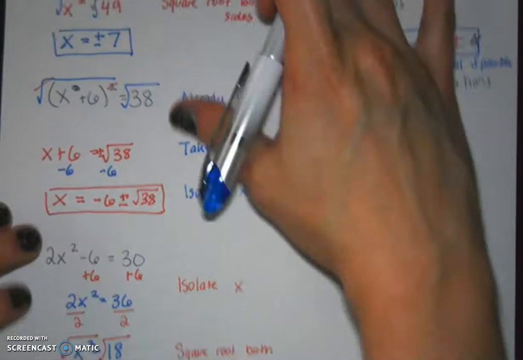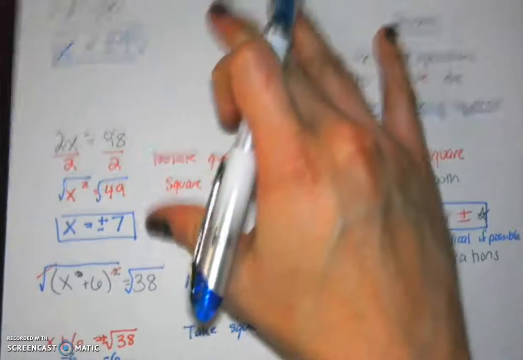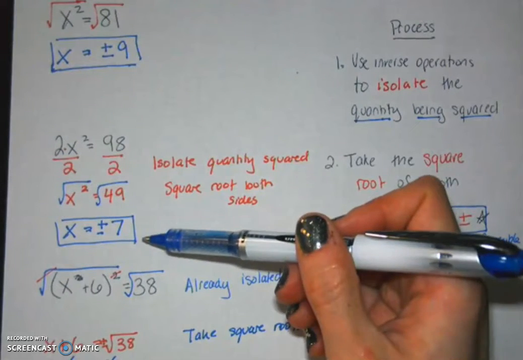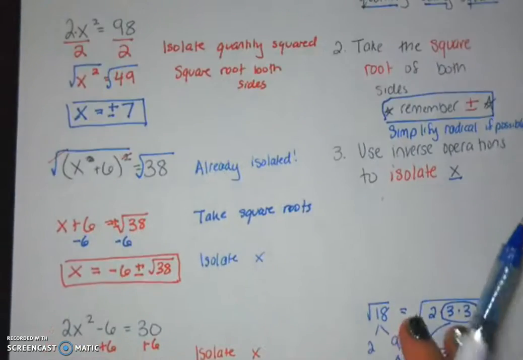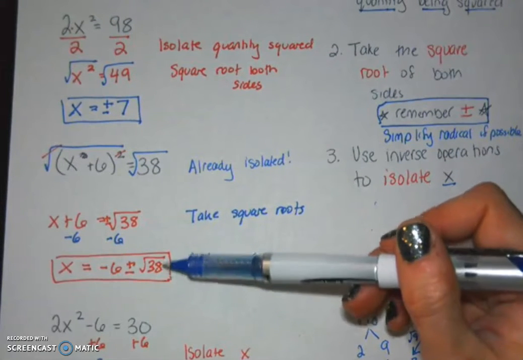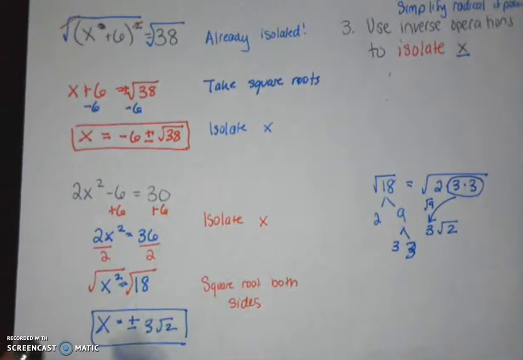So in our first one, we were able to simplify and just get a whole number because we know the square root of 81. In our second problem, we knew that the square root of 49 is 7. In the third problem, we left our radical the way it was because it cannot be simplified. And in our fourth example, we did simplify it to 3 root 2. And we do see that x is by itself, so our problem was done.